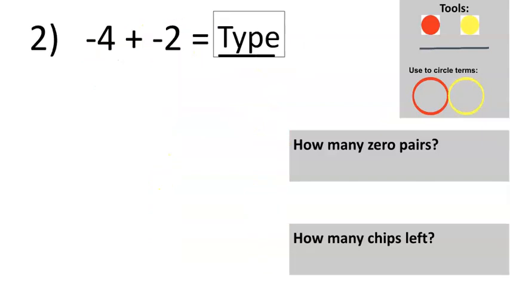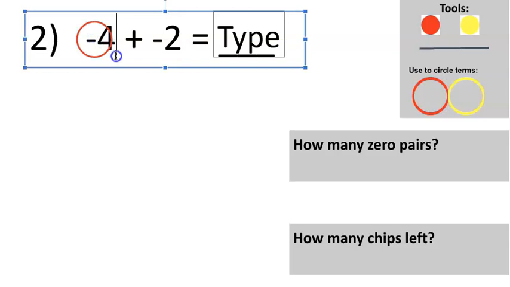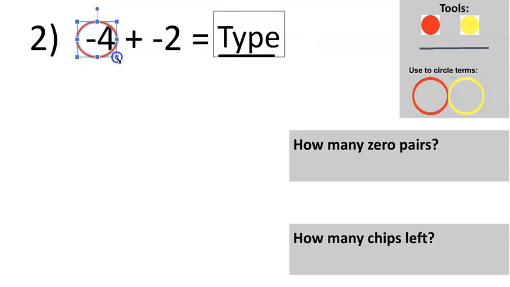In problem number 2, we have our first term is -4 and our next term is -2. Although we have a plus sign right there, we always circle the numbers and the sign next to that number. So here's -4. So we're going to circle that. Make sure that you grab it. And a -2.